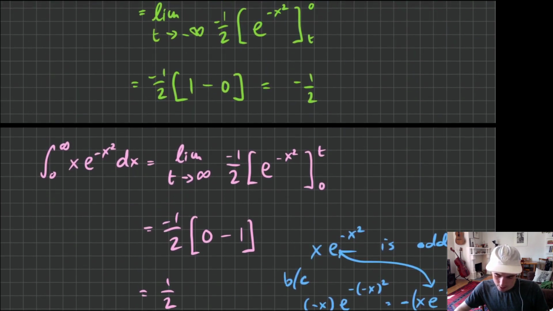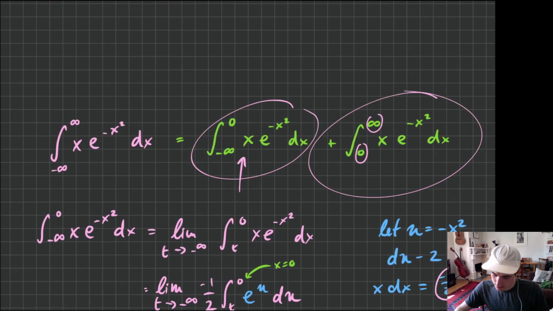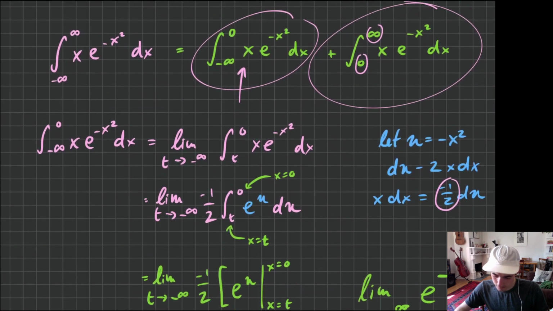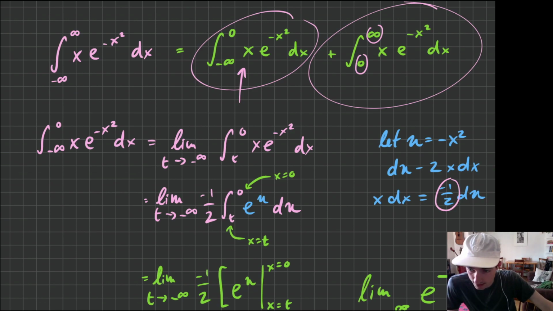Really, all I had to do here is notice that this is an odd function and I'm going from negative infinity to positive infinity. Just by knowing that, I immediately know that this integral is equal to 0. You don't even have to really calculate anything.